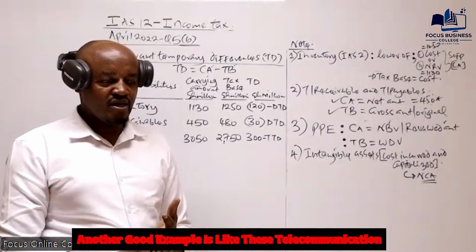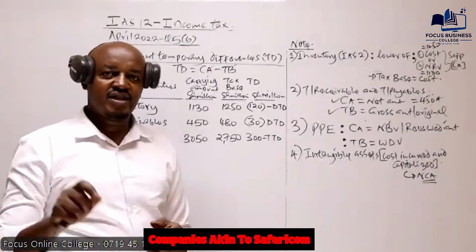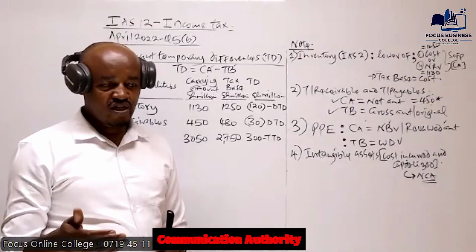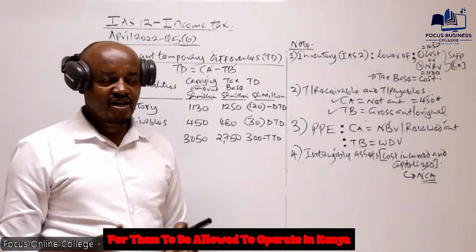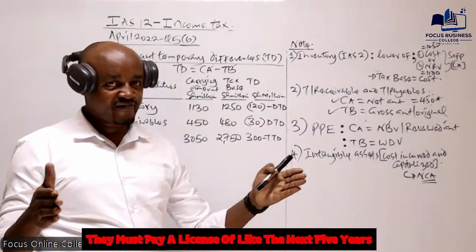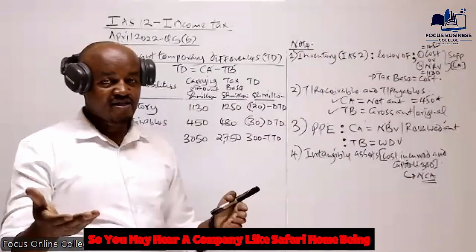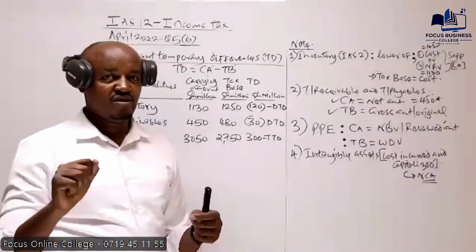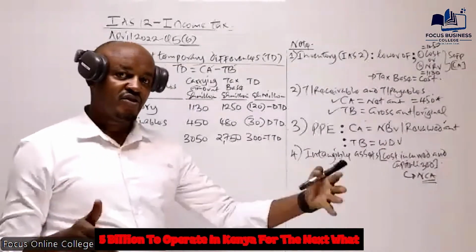Another good example is these telecommunication companies, like Safaricom, like Airtel. Usually they are required by the communication authority to be allowed to operate in Kenya. They must pay a license for the next 5 years. So you may hear a company like Safaricom being required to pay the government a license of 5 billion to operate in Kenya for the next 5 years.